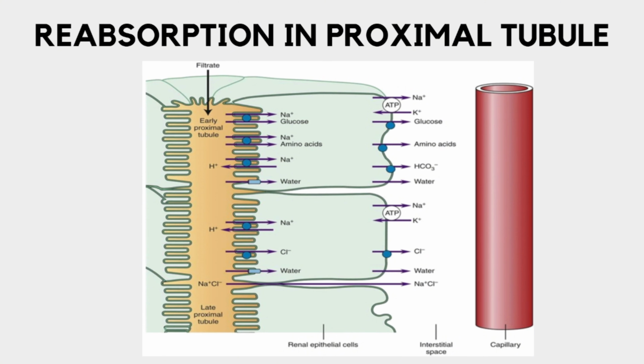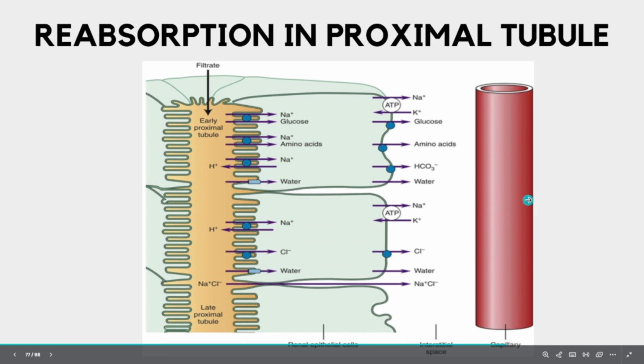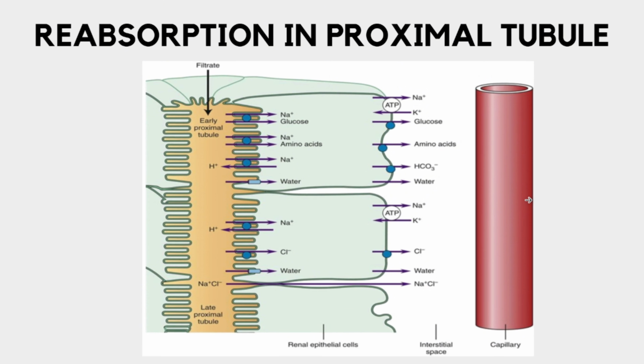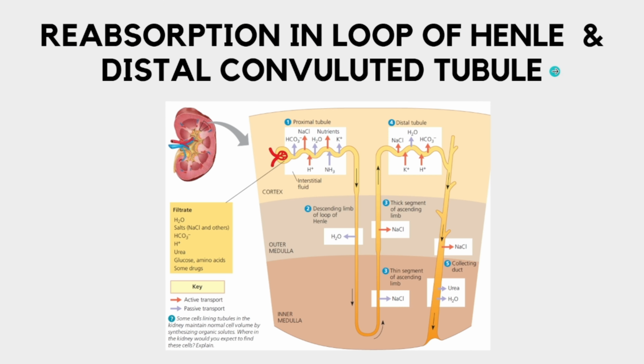So all about, in simple terms, in the proximal tubule, all of the sodium, glucose, vitamins, amino acids, and water will be reabsorbed into the epithelial cell first, and then go through the interstitial space, and finally go through the capillary. So that's all about the reabsorption in the proximal tubule. Okay, so another very important part is reabsorption in the loop of Henle and the distal convoluted tubule.